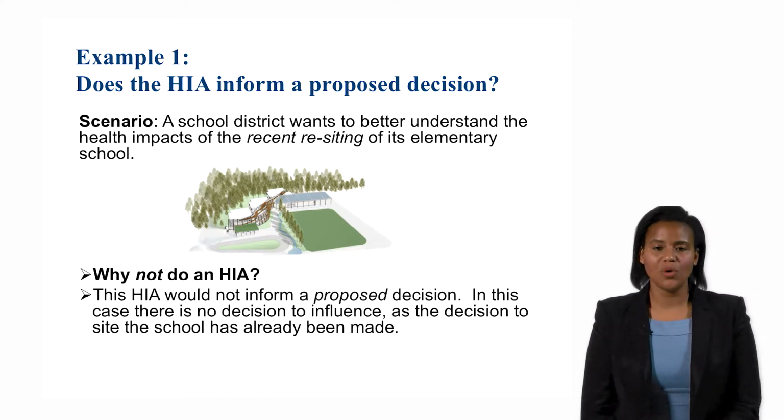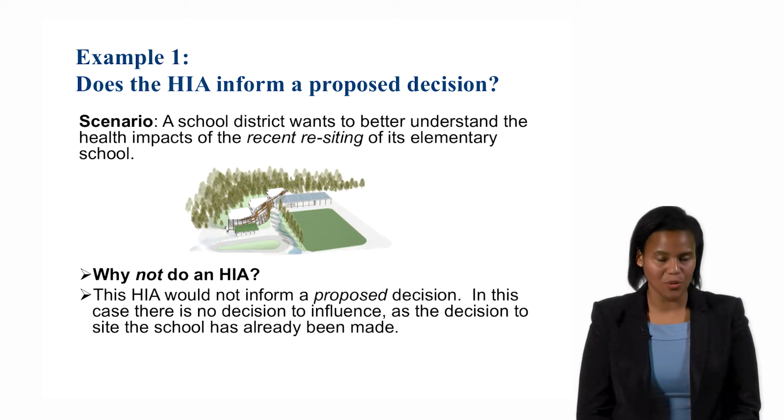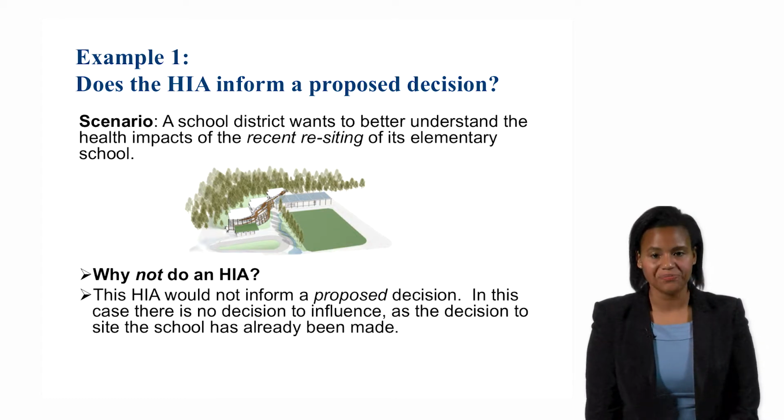But if the decision was that they hadn't decided where the re-siting was going to occur, then perhaps an HIA would have been useful. Okay, I hope that's clear.